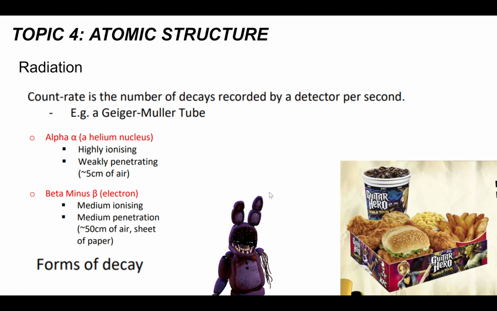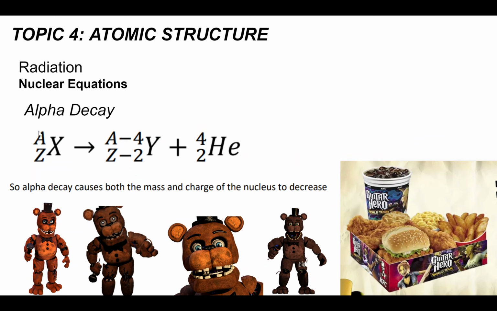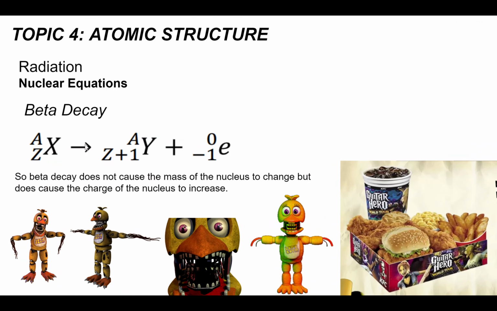So this is how you would calculate. Alpha decay causes both the mass and the charge of the nucleus to decrease. Beta decay is different to how you would calculate alpha decay. Beta decay does not cause the mass of the nucleus to change, but does cause the charge of the nucleus to increase. Gamma decay does not cause the mass or charge to change.